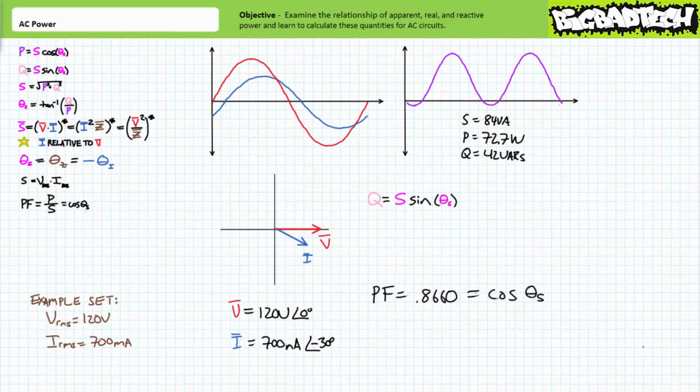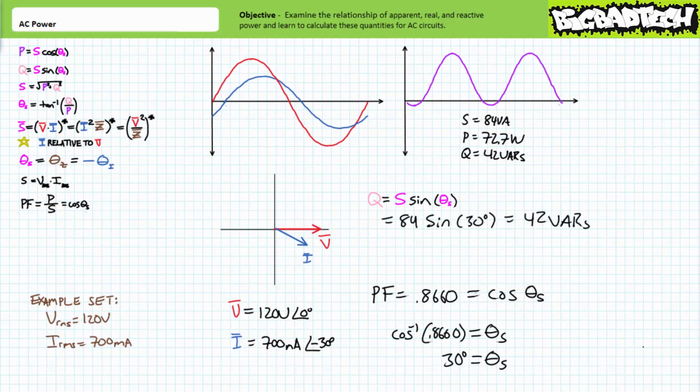If power factor is the cosine of the apparent power angle, we can solve for this angle by taking the inverse cosine of power factor. Substituting in our given values yields an apparent power angle of 30 degrees as previously. Substituting this angle and apparent power magnitude into the reactive power formula again yields a reactive power figure of 42 VARs.